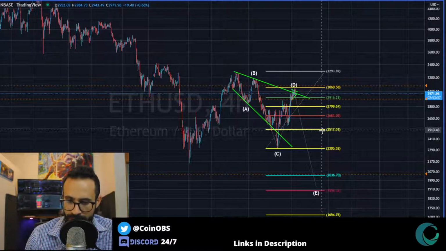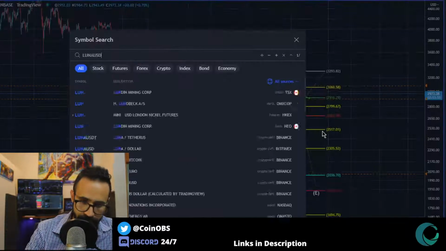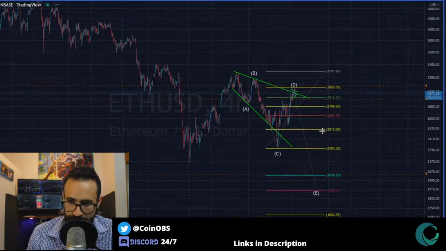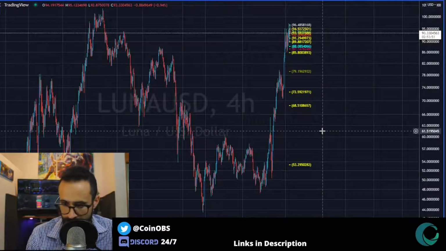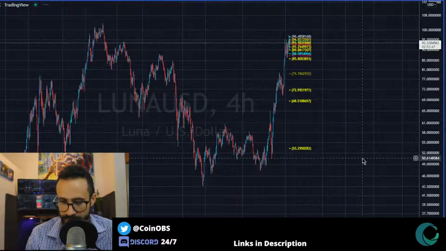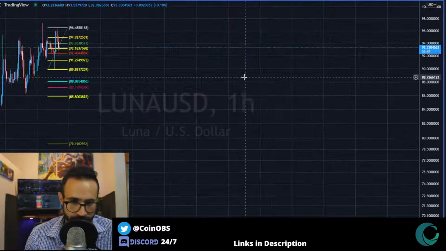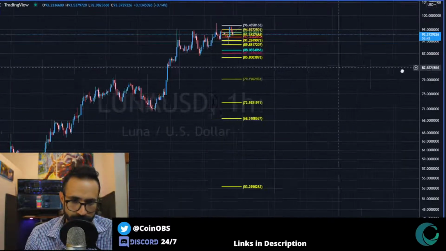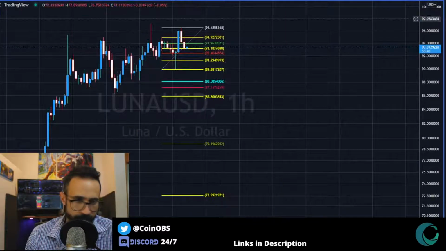That's what I'm seeing on ETH. Luna, very interesting. Red on Discord highlighted the pennant. I don't know how I missed it. I guess I'm just looking at smaller time frames. He's looking at the hourly. But the hourly is doing a pennant, right?